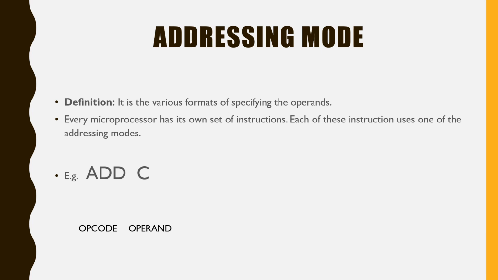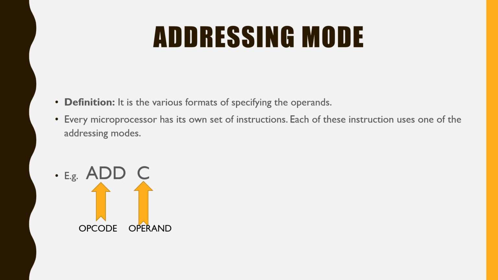Simply put, whenever we use any instruction to instruct the microprocessor, the instruction is made up of an opcode and an operand. Here they have given the ADD C instruction as an example. ADD is the opcode, that is the operational code, and C is the operand. Here C is one of the registers, and the add operation works on that register.